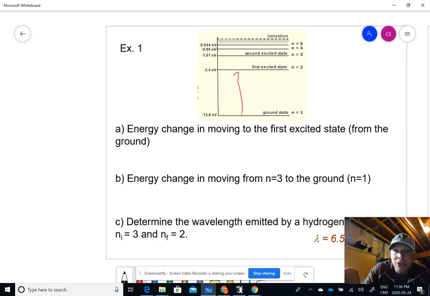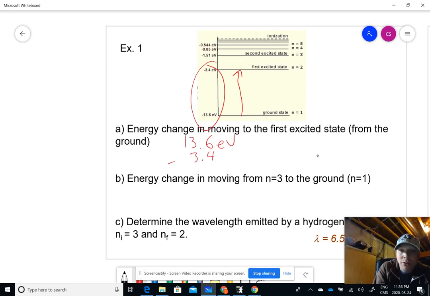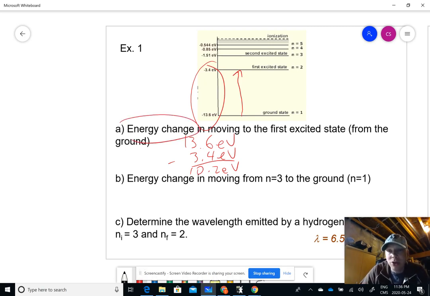We just want to find out the energy change in moving to the first excited state. So we just subtract these two, right? And we did this one last video already. Take away 3.4 electron volts from 13.6 is 10.2 electron volts. So that's the energy change, 10.2 electron volts.